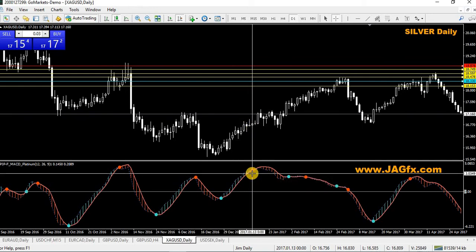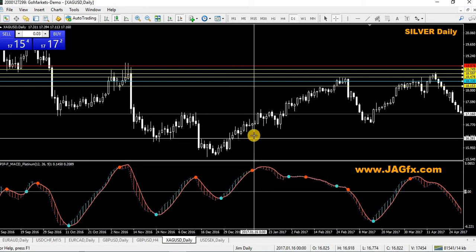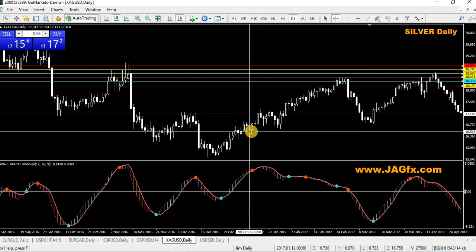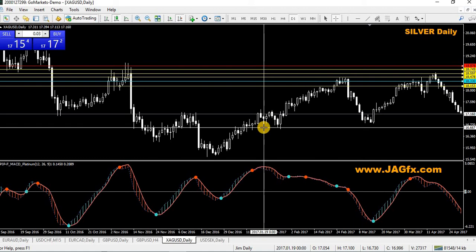Got a red dot, so we're looking to sell, and price just keeps on going up, so your fractal would be a low across that low of that candle. You could even move it up there as price continues up. See a little pullback there, move it up.